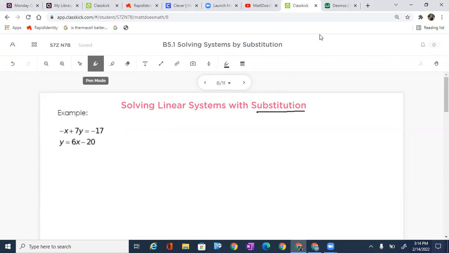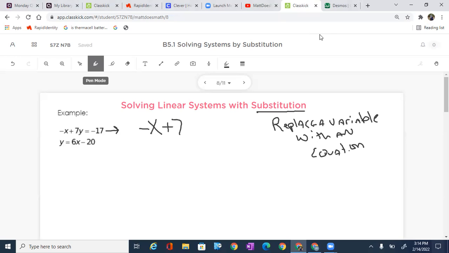Now, substitution just simply means that what we're going to do is replace a variable. So we're going to replace a variable with an equation or a value. In this case, it will be an equation. So let's go ahead and look at this first equation. I'm going to bring this one out. It says negative x plus 7y equals negative 17.